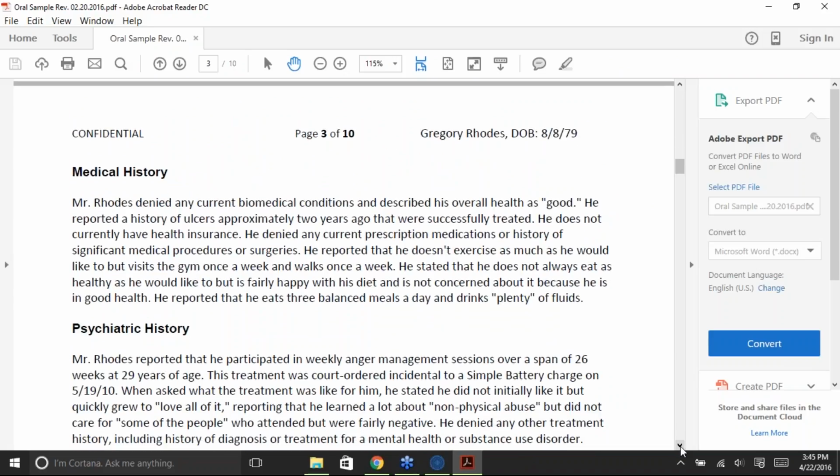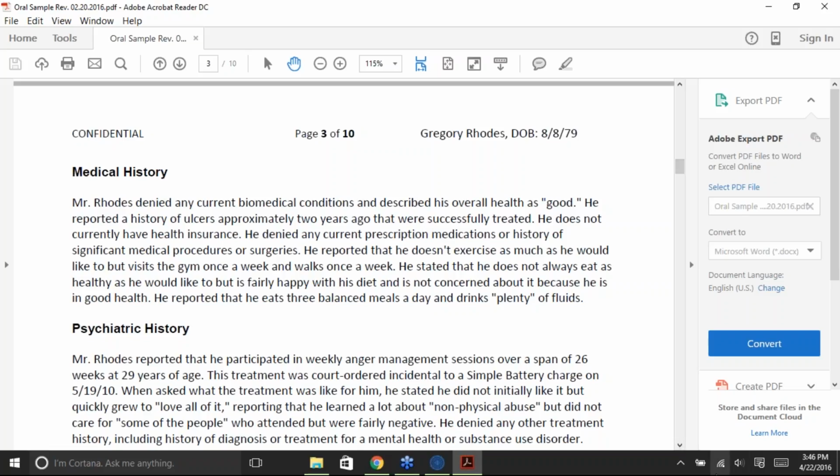So what did I write in the report for medical history? Mr. Rhodes denied any current biomedical conditions, described his overall health as good, and reports a history of ulcers approximately 2 years ago that were successfully treated. He does not currently have health insurance, denied any current prescription meds or history of significant medical procedures or surgeries, and reported he doesn't exercise as much as he'd like, but visits the gym once a week and walks once a week. He stated he does not always eat as healthy as he would like to, but is fairly happy with his diet and not concerned about it because he's in good health. He reported that he eats 3 balanced meals a day and drinks plenty of fluids.